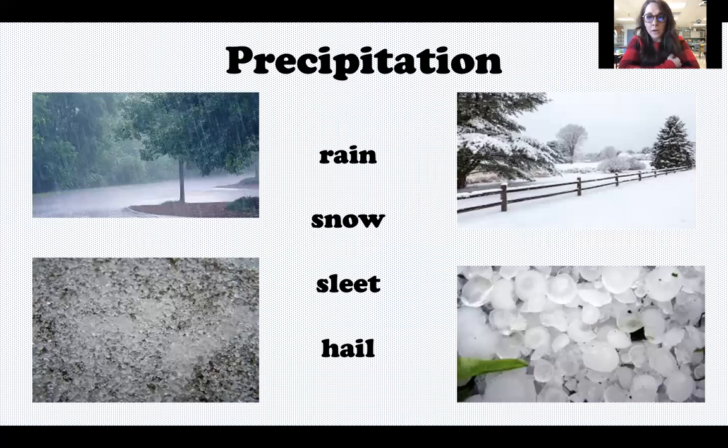If we're going to be outside or walking, we need to be able to protect ourselves with a rain jacket, maybe a hat and boots to keep ourselves dry and warm. So knowing the weather is very important to knowing what to wear, what to do, and how to travel.